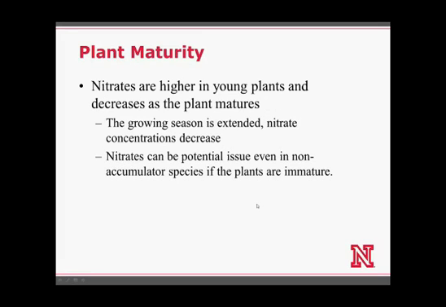There are many factors that affect the level of nitrates in our forages. Plant maturity is one of them. Nitrates are higher in younger plants and tend to decrease as the plant matures. This means that as the growing season is extended, nitrate concentrations tend to decrease. Thus, cover crops planted after wheat tend to have lower concentrations of nitrate in the fall than do cover crops planted after corn silage. Nitrates can be a potential issue even in non-accumulator species if those plants are immature.